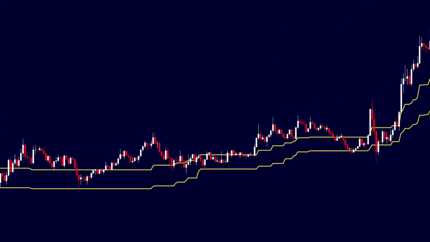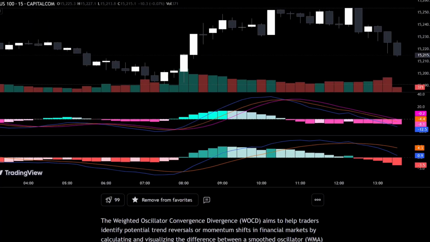move. Now that we've got our first indicator set up, let's add another powerful tool to our strategy, the Weighted Oscillator Convergence Divergence, or WOCD for short. This indicator helps us spot potential trend reversals and confirms the strength of a trend.